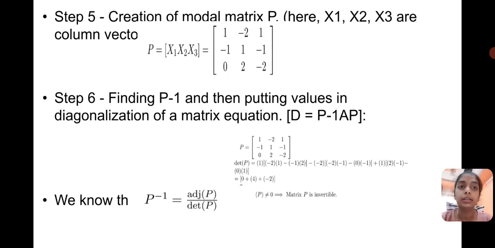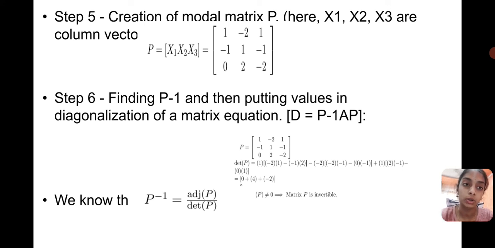Step 5. Creation of model matrix P. Here x1, x2, x3 are column vectors. P of x1, x2, x3 is equal to 1 minus 2 1, minus 1 1 minus 1, 0 2 2. Step 6. Finding P inverse and then putting values in the diagonalization of matrix.